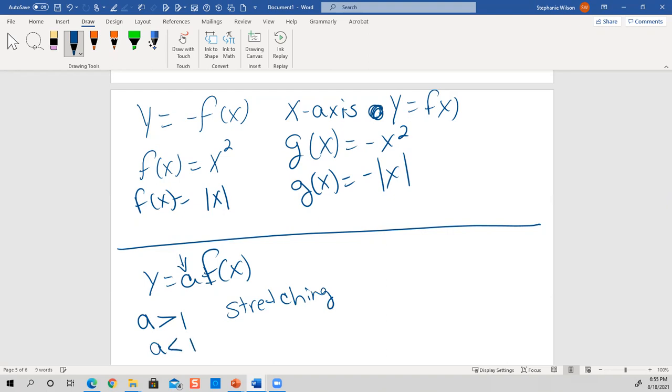If a is less than 1, well, what do I know? That means a here in this function is a negative number. Then that means it's going to fall between 0 and 1. Actually, a is going to be less than 0 and less than 1, meaning it's just going to be a negative number. That's the easiest way to remember. Then we have a shrinking going on of our graph. All right.